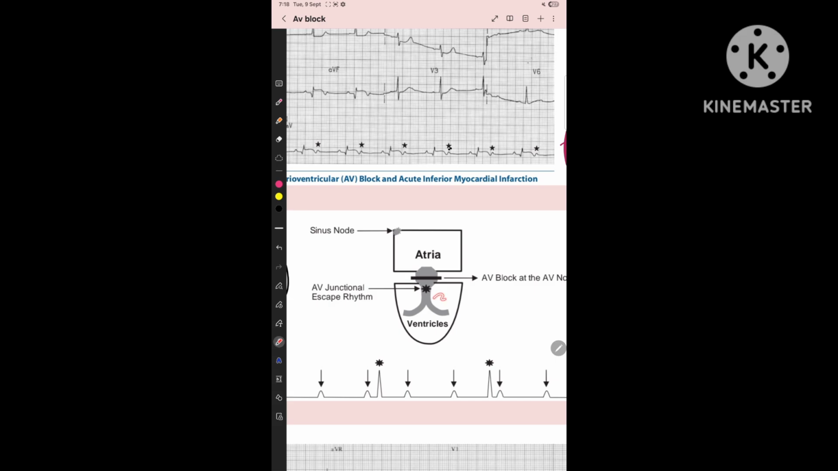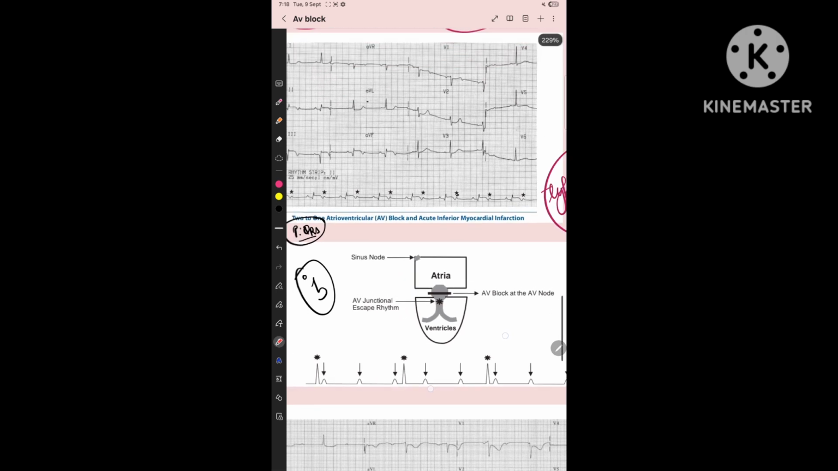The escape rhythm which will be coming from the bundle of His will be narrow. The escape rhythm which will be coming from the ventricles will be broad. So just by seeing the ECG, we can tell whether the third degree AV block is nodal or infranodal. If the QRS complex is narrow, it is at the level of the AV node. If the QRS complex is broad, then it is at the level of an infranodal block.